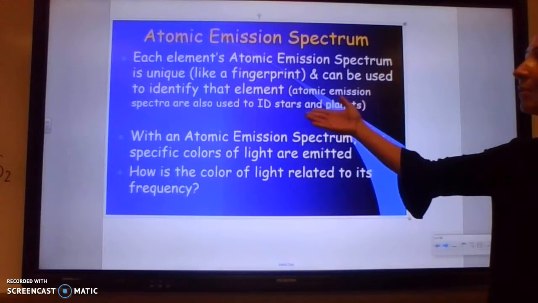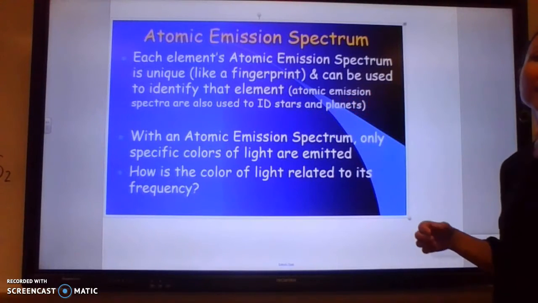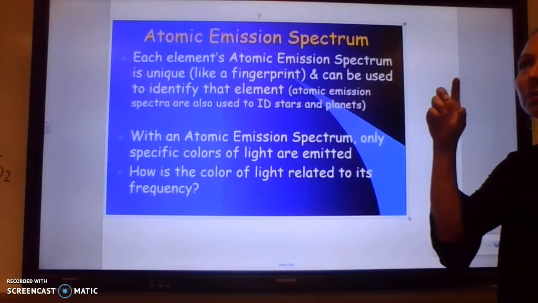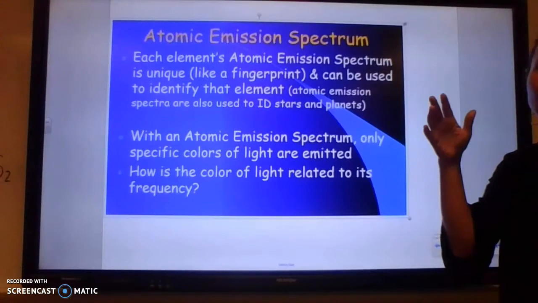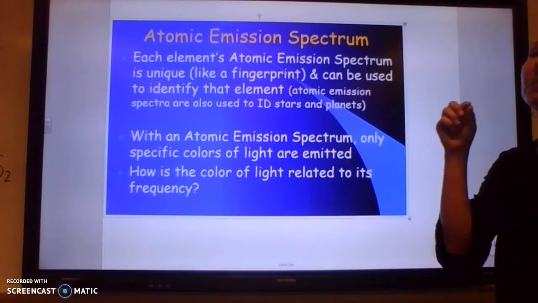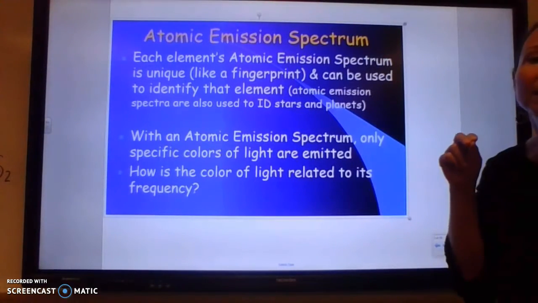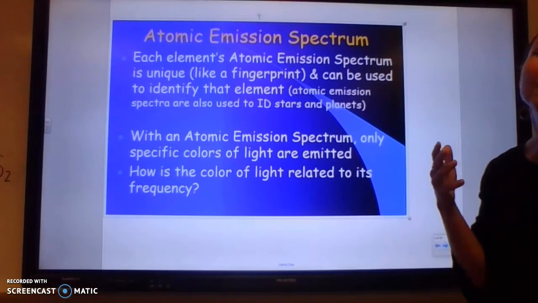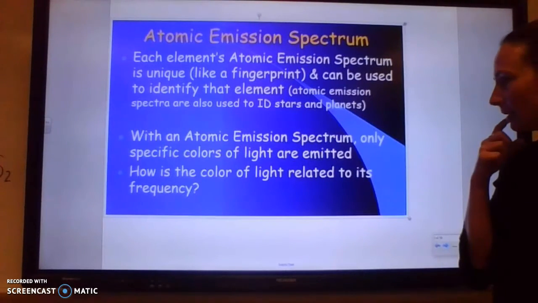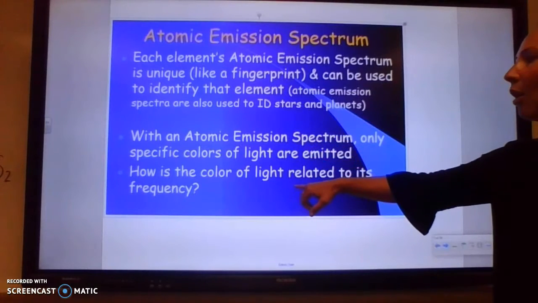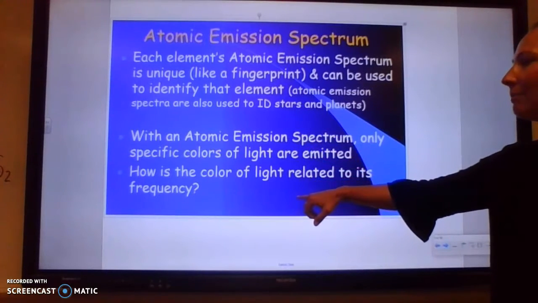This is also the way that we identify stars and planets. You look through one of these little prisms. It's a different, I forget the name of the device, but it's like a prism. You look at the star and you can see the different bands of light that are being emitted, and you can tell what elements are in the star itself. So only specific colors of light are emitted.